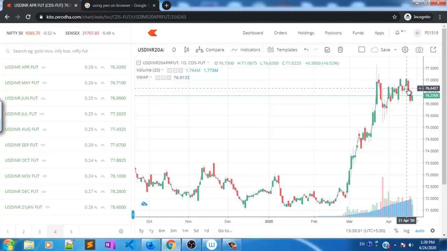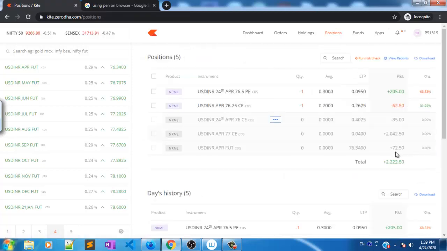If at all it had closed beyond 77.5, I would have exited my trade, but that did not happen. The trade went in my favor and I closed the trade today, that is on 24th April, and in this particular trade I made a profit of 2000 rupees.